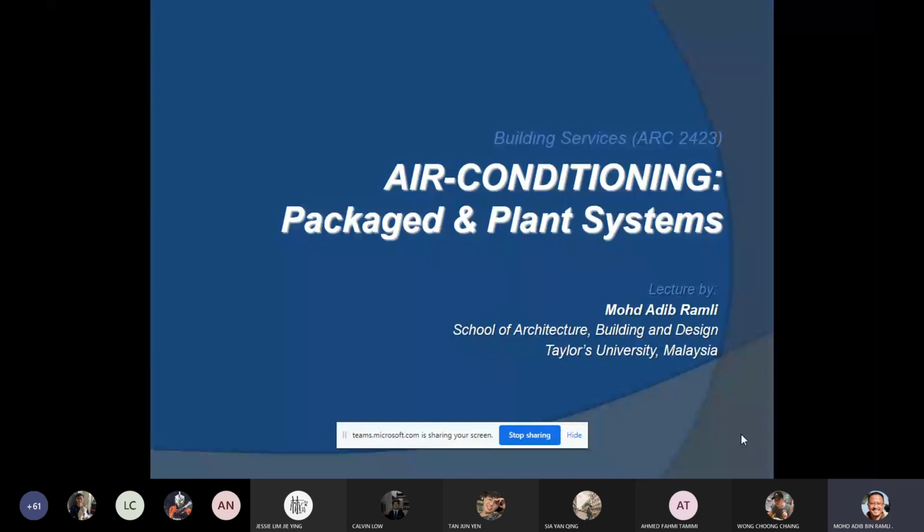But today, the systems that you're going to learn are more suitable for larger buildings, for a whole development complex or for a large building like a multi-story building, a high-rise building, and so on. But before that, like I mentioned, let's do some revision.